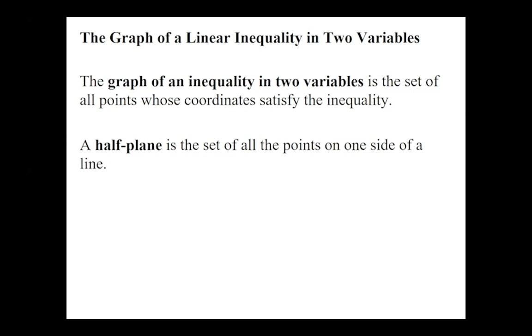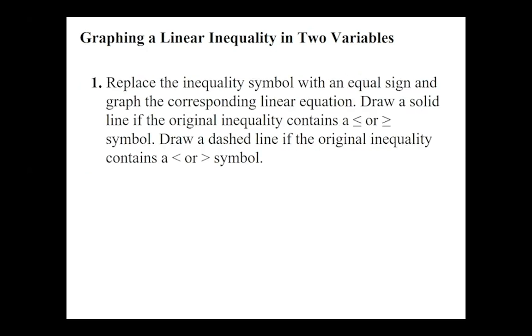So the graph of an inequality in two variables is the set of all points whose coordinates satisfy the inequality. Just like when we looked at polynomial inequalities and rational inequalities, and we picked a test point, and anything in that interval had the same sign, positive or negative. Here, we're going to pick a test point on one side of the line or the other. We're going to see if that's true, and if it's true, it's going to be true for everything on that side of the line.